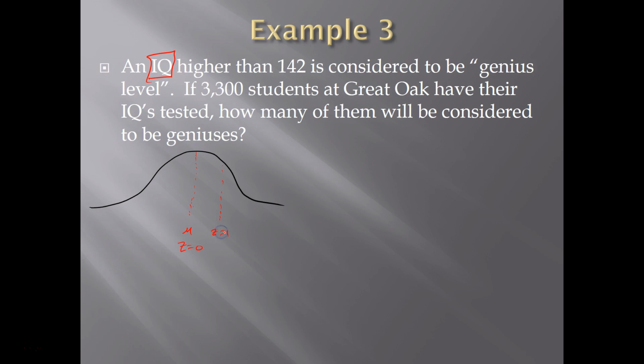So here I have a z-score of positive 1. Here I have a z-score of positive 2. And here I have a z-score of positive 3. All right, now let's do the same thing on the other side. Remember on the right side, the z-scores are positive. On the left side, they are negative.